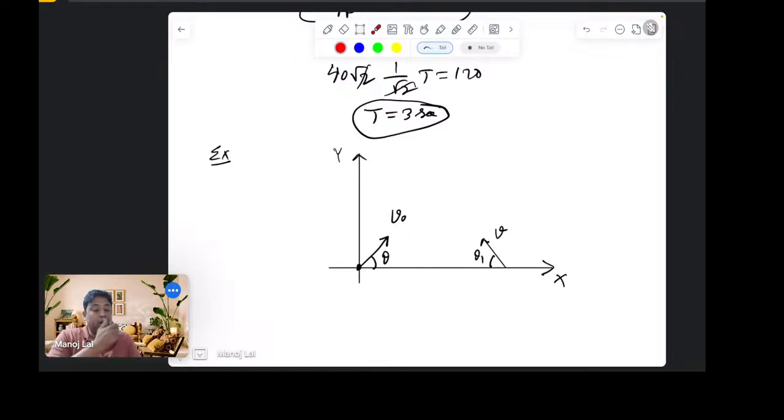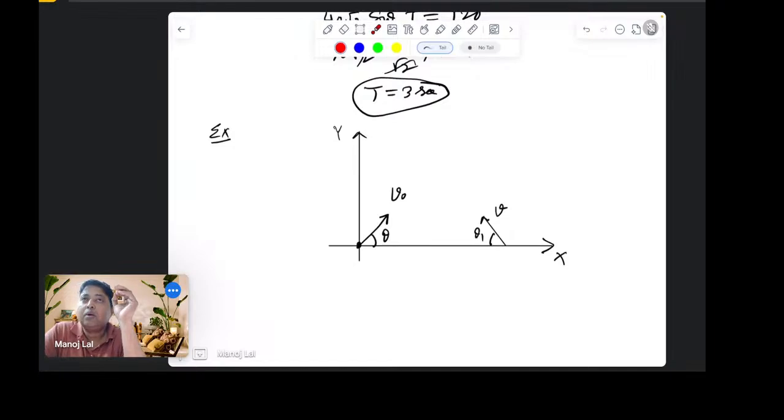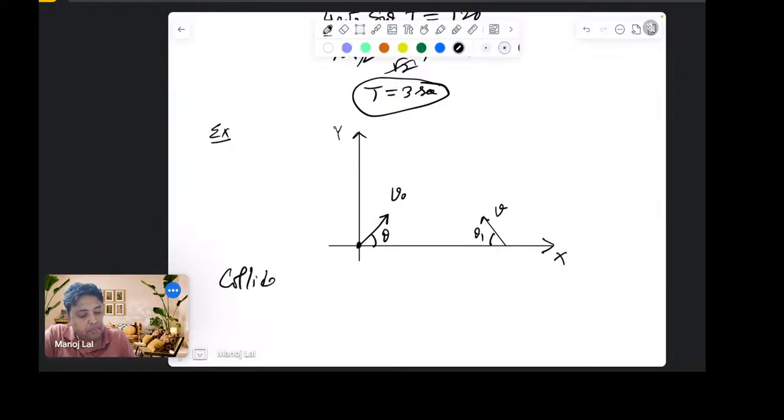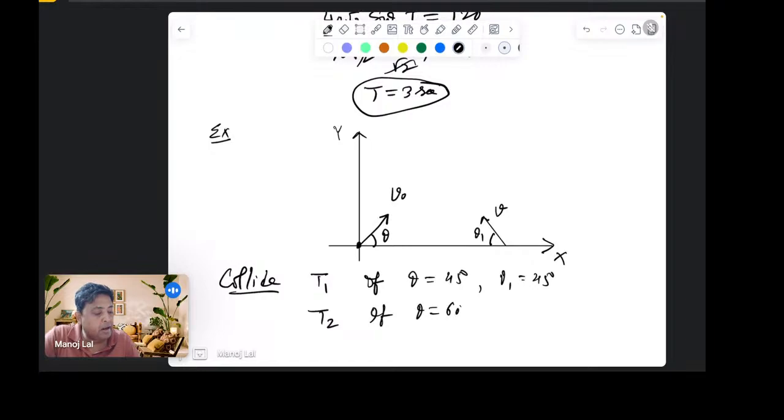तो ऐसे प्रोजेक्ट किया गया और ये कहा गया कि दोनों ऑब्जेक्ट कोलाइड होता है। मतलब अगेन द क्वेश्चन ऑफ वेलोसिटी अप्रोच से हम कर सकते हैं, दे कोलाइड एट टाइम t1. The question is given, they collide in time t1 if theta is 45 degree and theta 1 is also 45 degree, and collide at time t2 if theta is 60 degree and theta 1 is 30 degree. So you have to find the value of (t1 by t2) whole square.